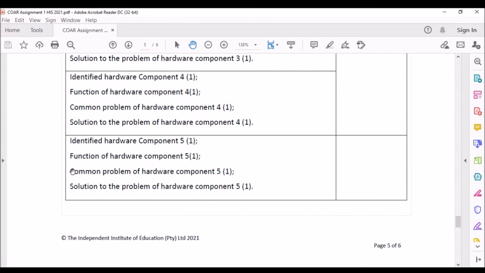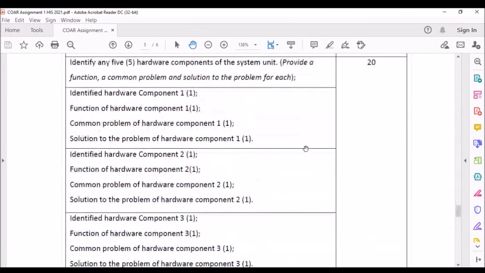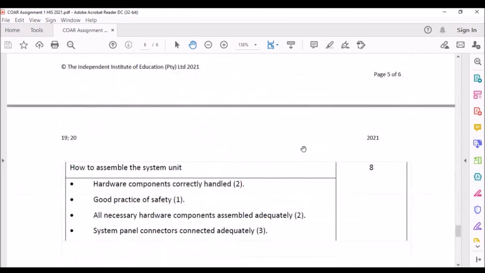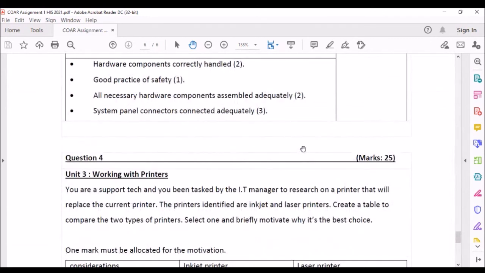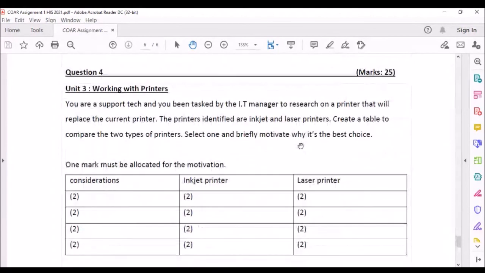So a typical example is when you identify a component, it's 1 mark for that function, common problem, and so 4 marks a piece for the 5 components. That will give you the 20 mark allocation there. But please ensure that as you are explaining or incorporating content for your components, it's important and imperative that you literally include images there. So that's question number 3 done.